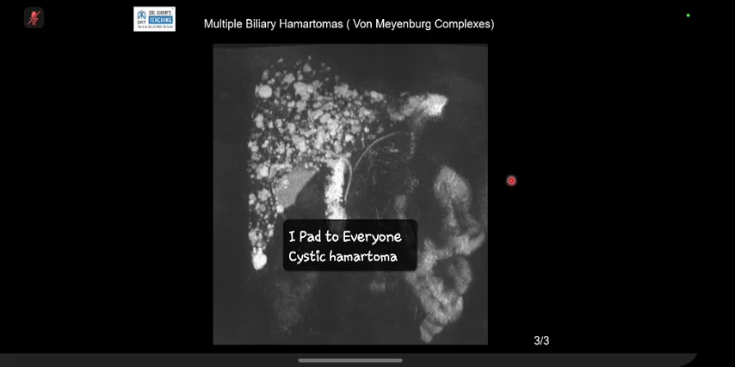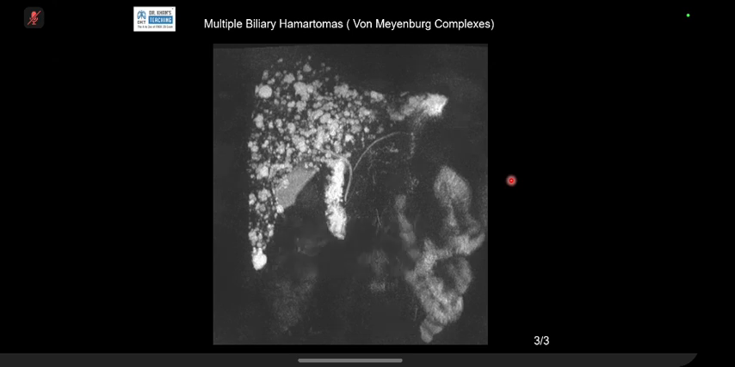This one is multiple biliary hamartomas, von Meyenburg complexes. At times they cause a bit of symptoms, but usually it's a benign thing. You don't do anything about it. Don't confuse it with multiple big cysts, which is a different entity that can happen with autosomal polycystic kidney disease. Adult polycystic liver disease is a separate entity, where the cysts will be large. This one is hundreds of cysts, very small, and these are known as biliary hamartomas.